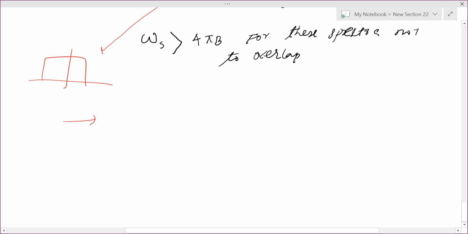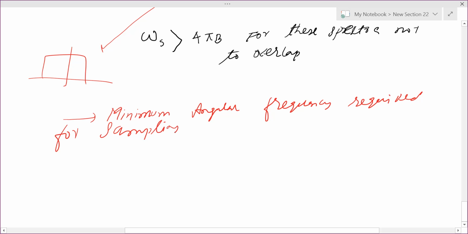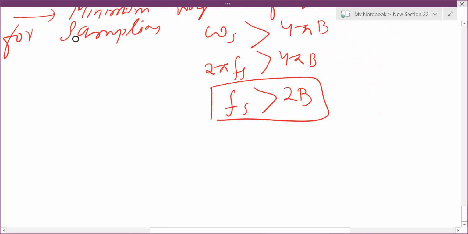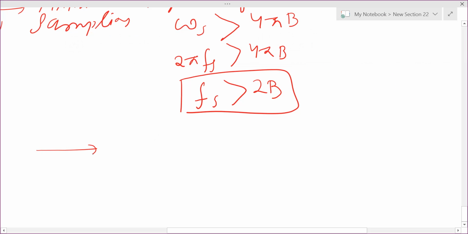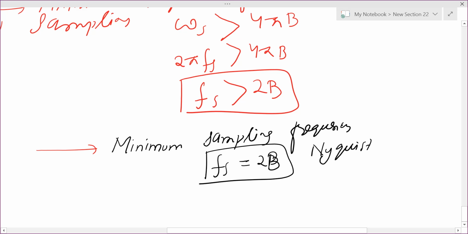So hence the minimum angular frequency required for sampling will be omega s should be at least 4 pi b, or I can write 2 pi fs should be greater than 4 pi b, or fs should be greater than 2b, right? So the minimum sampling frequency fs is equal to 2b, and this is called the Nyquist rate or Nyquist sampling frequency.